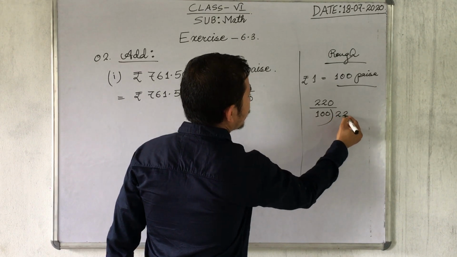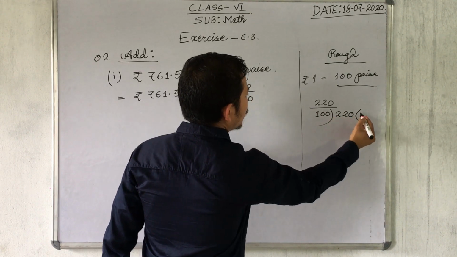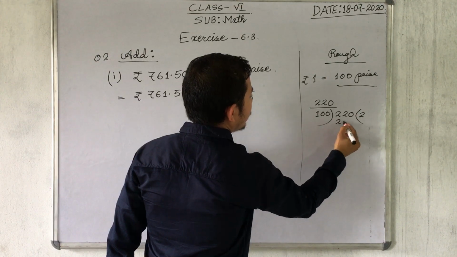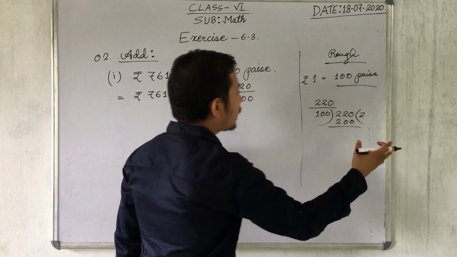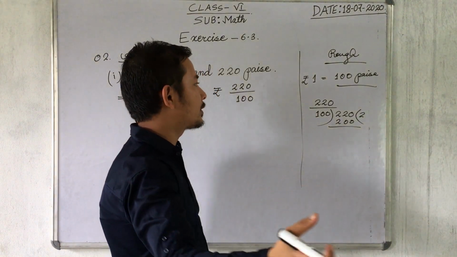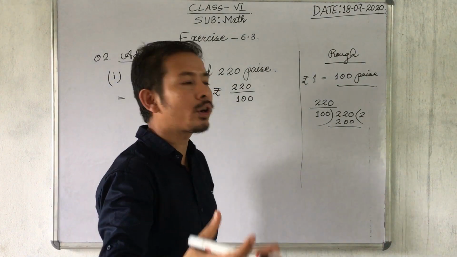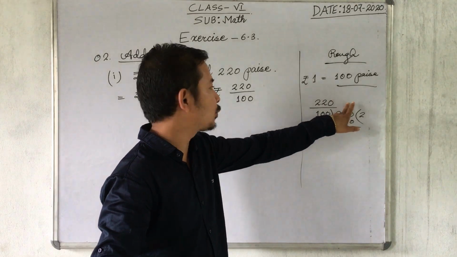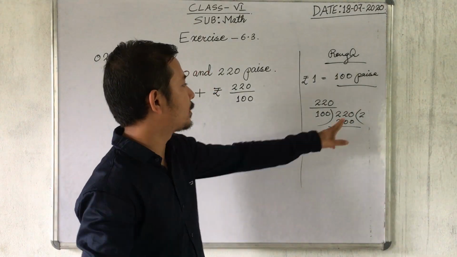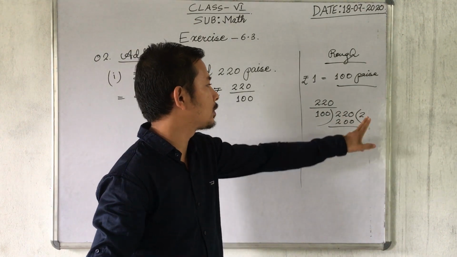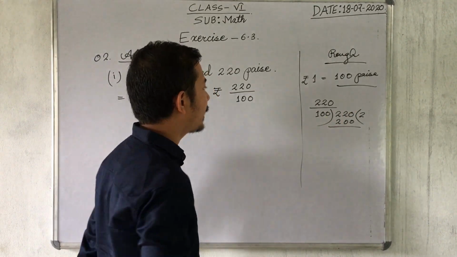If we divide 220 by 100, what will it be? 2 times 100 is 200. We cannot divide 220 by 100 3 times. Why? Because 3 times 100 is 300. 300 is more than 220, right? So we cannot divide 3 times. So that's why I have divided 2 times. So 2 times 100 is 200.